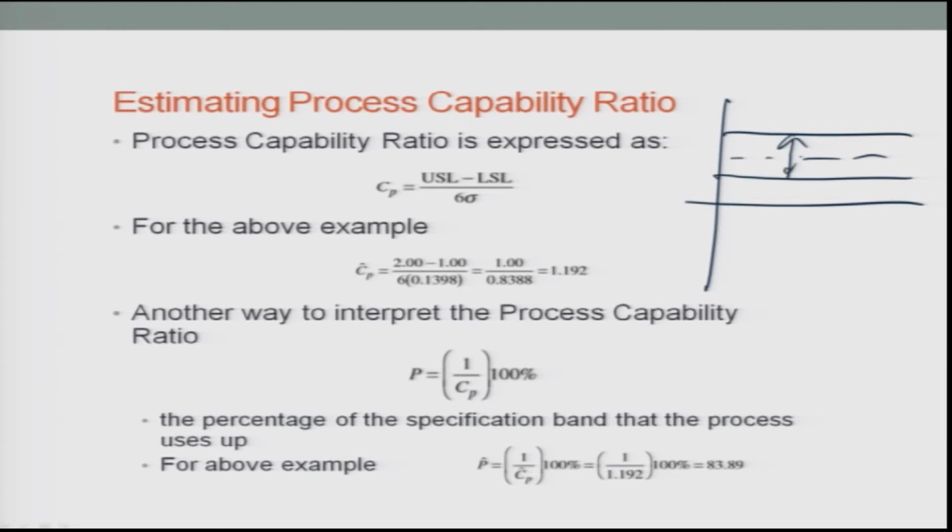For the other example, if you want to find the process capability, you find the difference of the upper line and the lower line and divide by 6 of the sigma, which is the standard deviation, which I have already found out as 0.13698, and it comes out to be 1.192. Another way to interpret the process capability would be 1 by Cp, and the percentage of the specification band that the process uses can be utilized accordingly. So for the above example, the concept of process capability gives us the value of about 83.89.